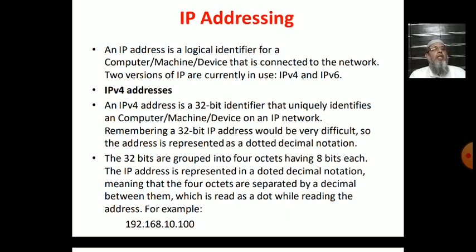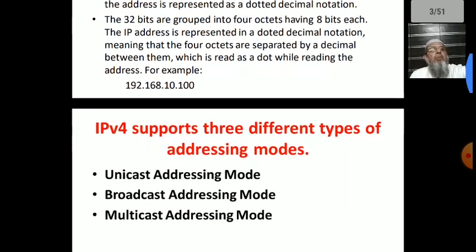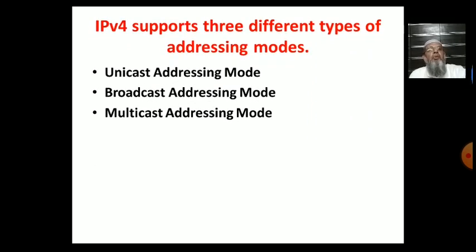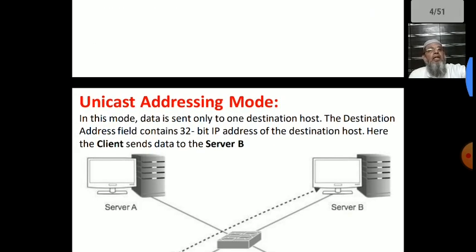So IP version 4 is a 32-bit address which is used to establish the communication between two or more communicating nodes on a computer network or internet. For example, in our lab, in our college, we are using a class C address like 192.168.10.100, sometimes 1.100. You have worked with this in practical sessions also. IP version 4 has different addressing modes: unicast, broadcast and multicast. We'll see all these addressing modes.